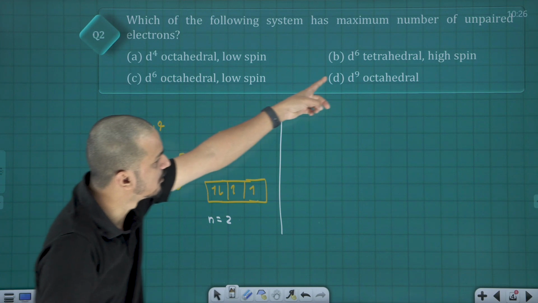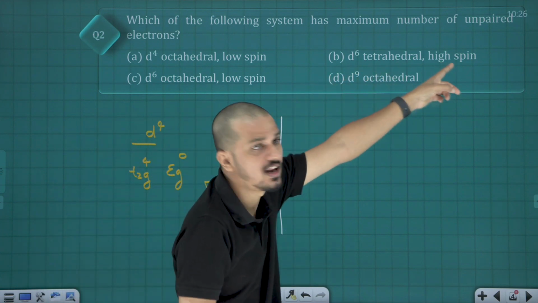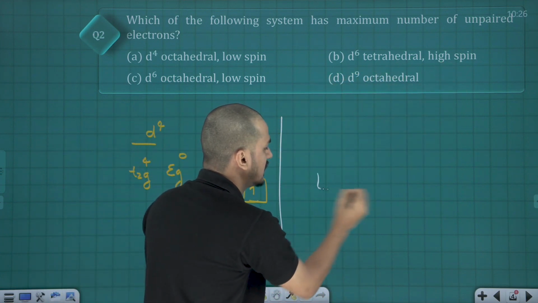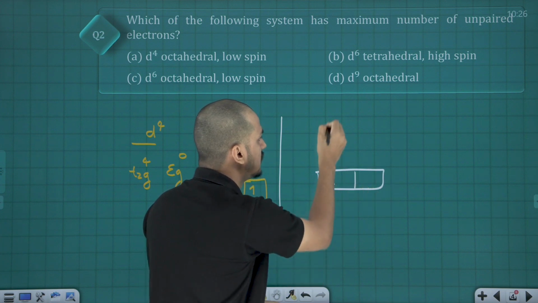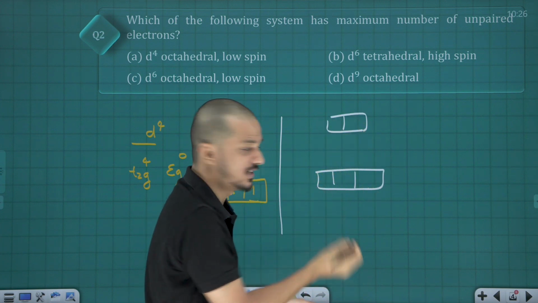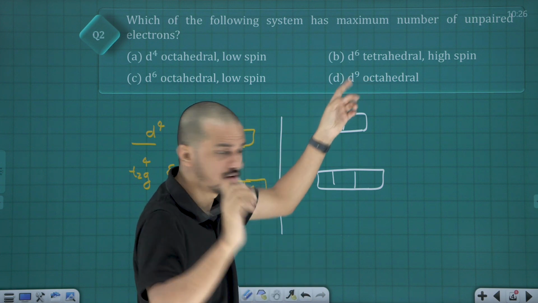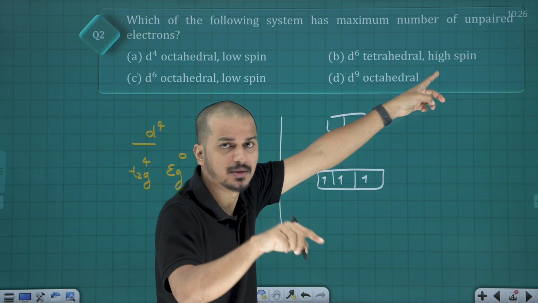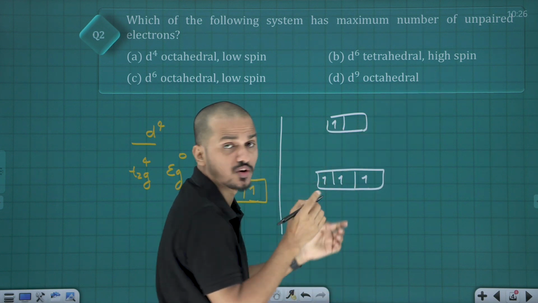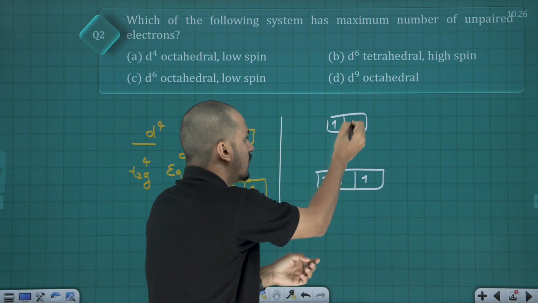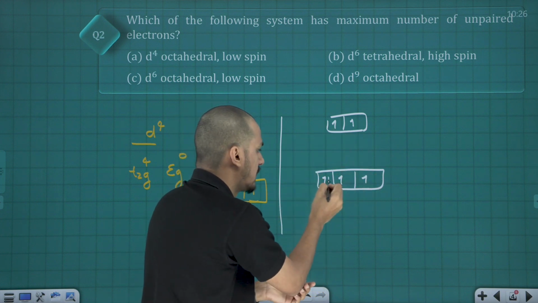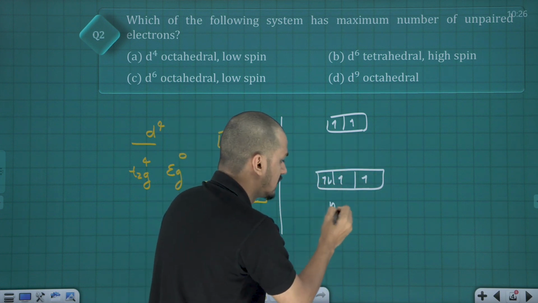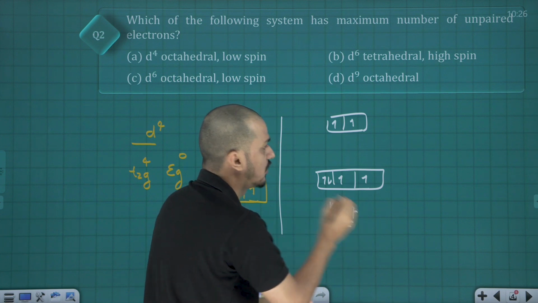Ready? What about the second one? d6 tetrahedral high spin. So that means I will draw like this. See, you can see 1, 2, 3, t2g and eg. Here 6 electrons are there. So 1, 2, 3 and it is high spin. High spin means no pairing. The fourth electron will go to top and fifth electron will be here. Then only pairing will take place. So now how many unpaired electrons are there? 1, 2, 3, 4 unpaired electrons are there.